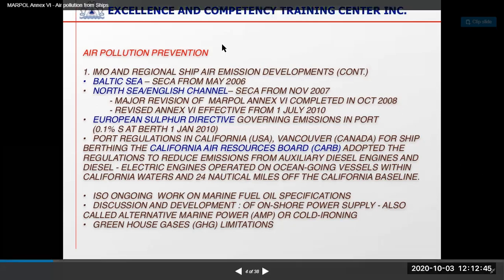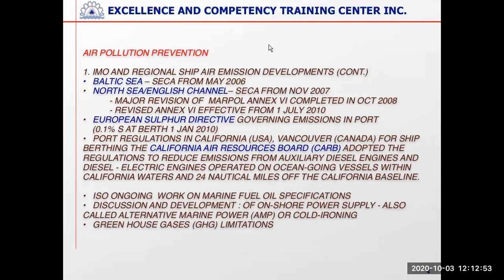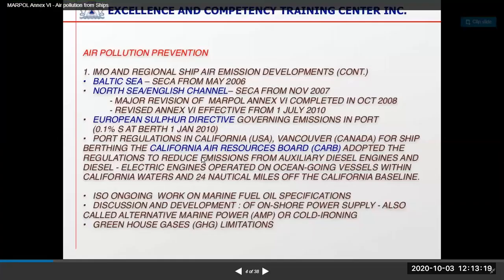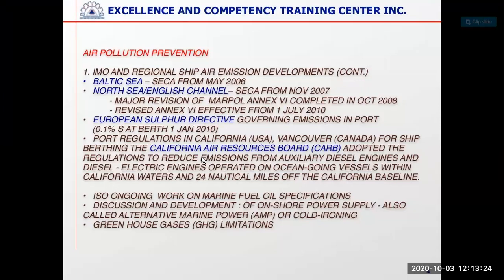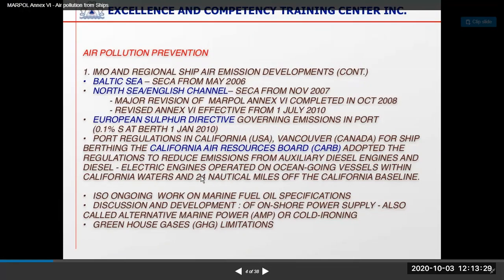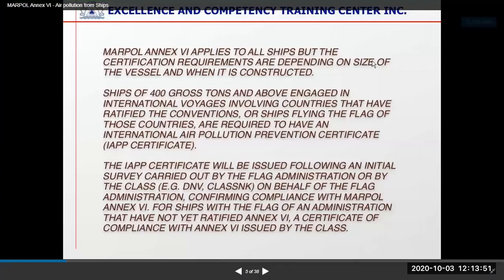And there are different fuel specifications for that area because of many whales and other aquatic organisms. Because these Californian waters are very sensitive, they have decided that within 24 nautical miles of the Californian baseline, they will control the emissions from engines, alternative power sources they will work on, and for all the greenhouse gases they will apply very stringent limitations.